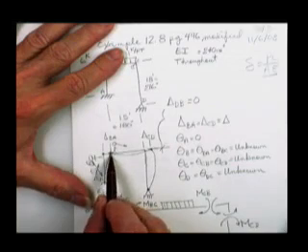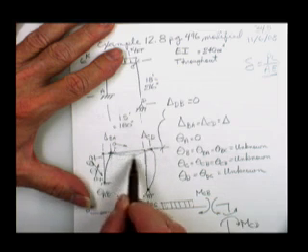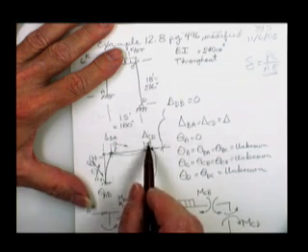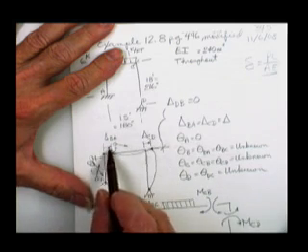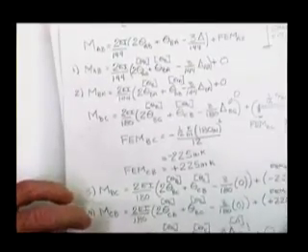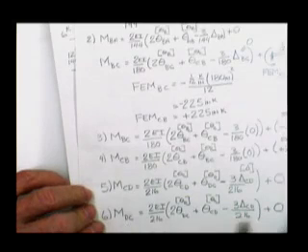The reason being, when this moves to the right, this member is inextensible, no change in length, and therefore this deflection will be the same as that deflection. And here we'll put that in as a known number. We don't know its value, but we know they're equal. And then you get down at the bottom and you do the same thing.